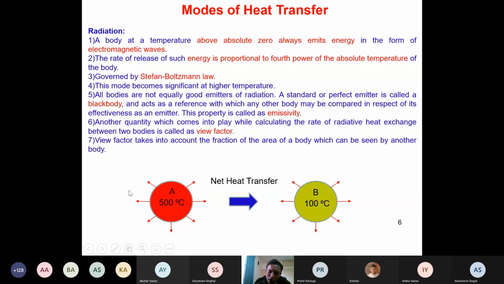Here you can see body A also emits and it also absorbs heat. In the same manner, body B also emits heat and it also absorbs. But since the temperature of B is 100 degrees Celsius, it is going to absorb more energy, because the radiation emitted from the body at 500 degrees Celsius will be higher, and therefore there will be a net heat transfer from the body at 500 degrees Celsius to the body at 100 degrees Celsius.